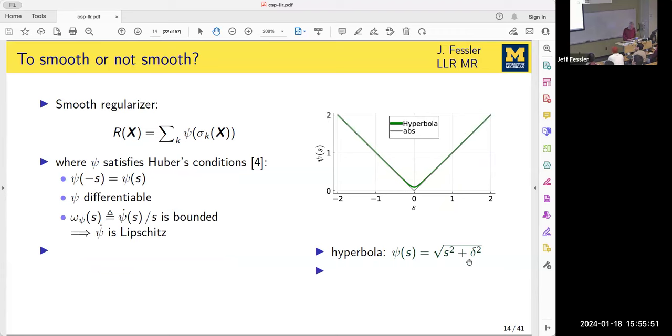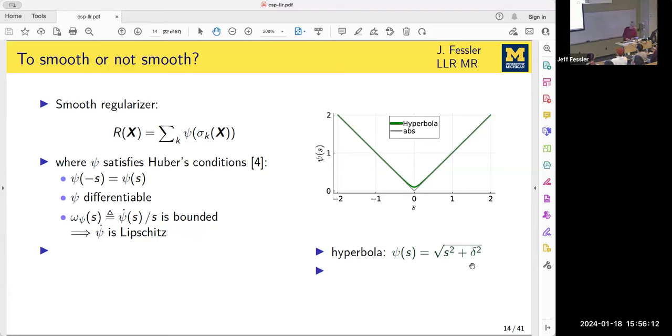And there's this exact formula for the hyperbola. It's a close approximation to the absolute value if you take delta small enough, but it's differentiable, and that'll enable us to apply gradient-based methods. So this is a talk where I'm starting with advanced methods and going back to simpler, different methods in a way.